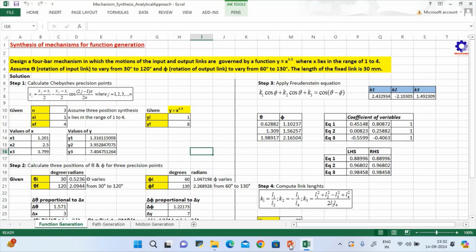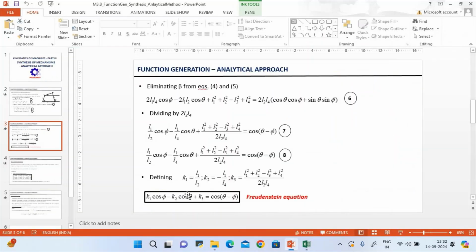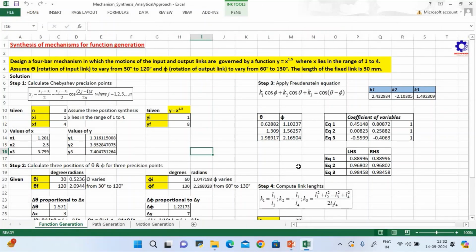Just a small correction here. In the previous session, when we discussed the Freudenstein equation, we said that the minus L1 by L4 term we are replacing by k2. So instead of a negative sign here, you have to simply put a positive sign. This is just a small correction in the Freudenstein equation that we discussed in the last session. Now let's go back to the calculation part.